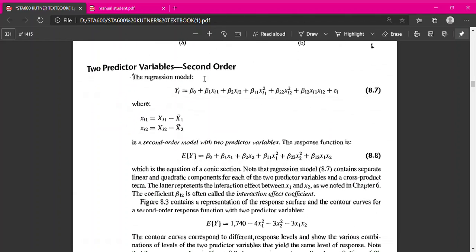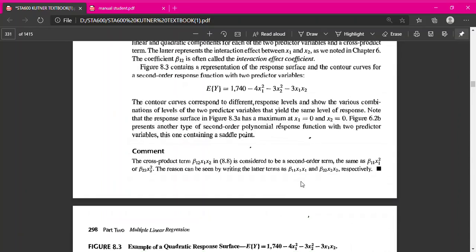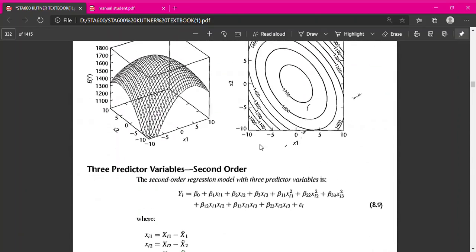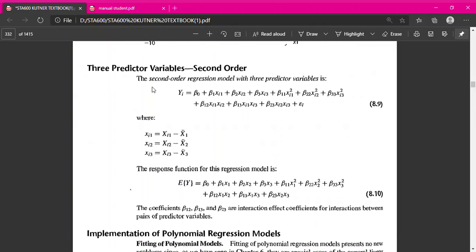Okay, if we have two predictor variables, the second order with two predictor variables, ni contohnya kita ada x1, ada x2, x1 square, x2 square, kita create dan juga maybe akan ada interaction. Ini dinamakan second order model with two predictor variables, ataupun we can say that the second order model with interaction, sebab kita ada interaction kat sini, x1 multiply x2. Yang ni pula kalau ada 3 predictor variable.